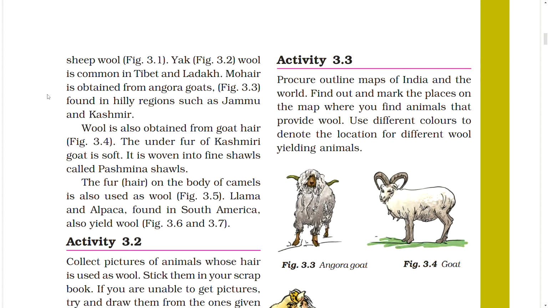The fur, hair, on the body of camels is also used as wool. Figure: camel. Llama and alpaca, found in South America, also yield wool.